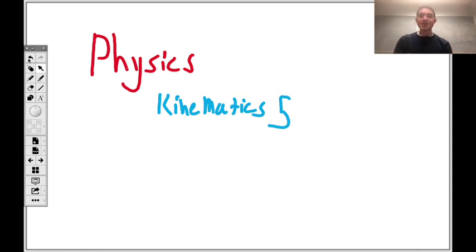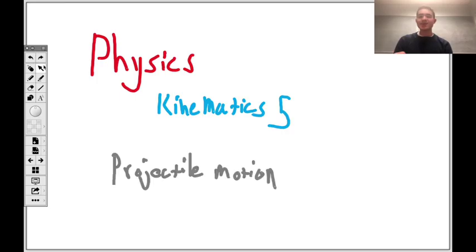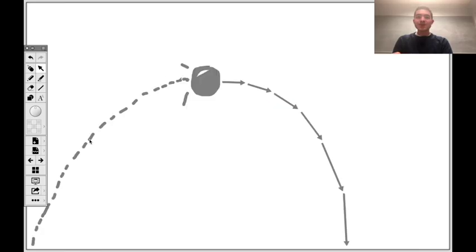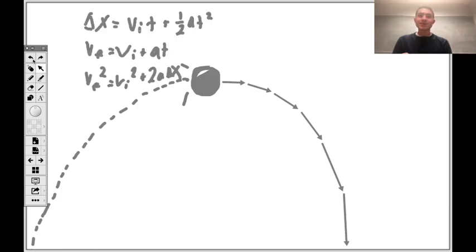In this video, I'll explain the concept of projectile motion and go through some practice problems. Projectile motion is one of the most common applications of kinematics. Using the same equations as before, we can predict the position, velocity, or acceleration of a projectile at any point in flight.